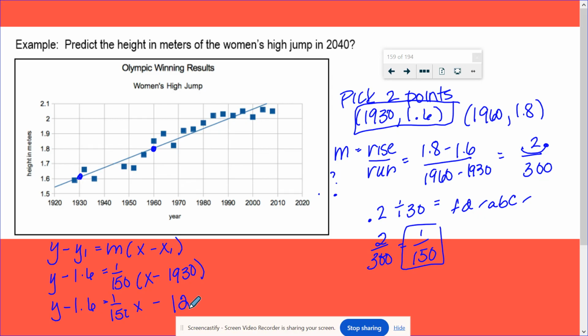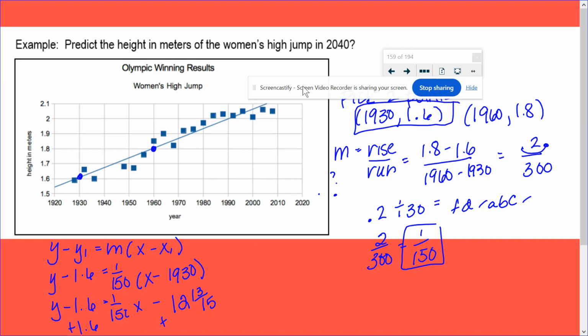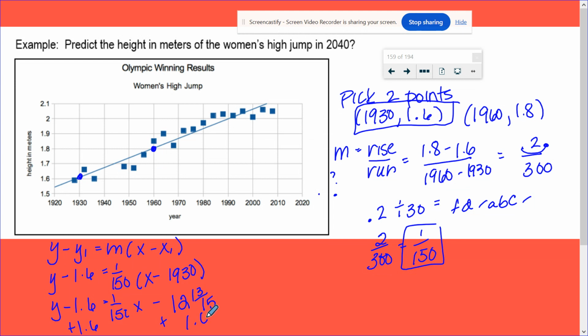is 12 and 13/15. Then I'm going to add 1.6 to both sides. So y equals 1 over 150x. And let's see what I get. Looks like I end up getting negative 11 and 4/15. Okay, so there's my equation.